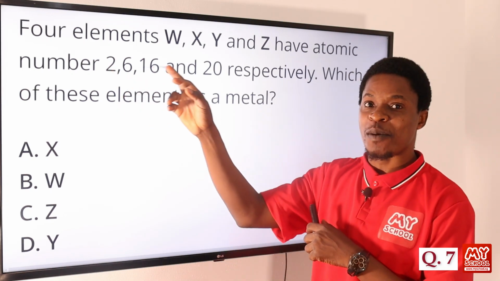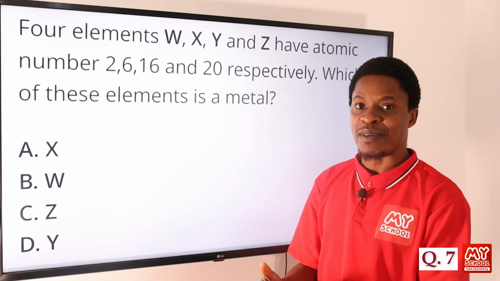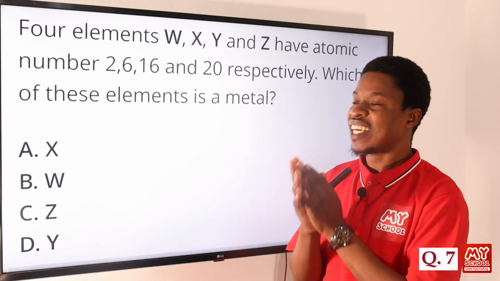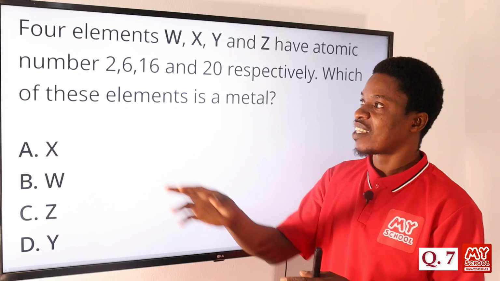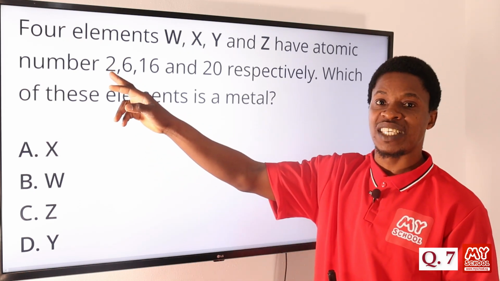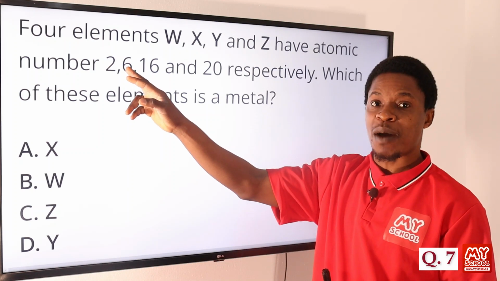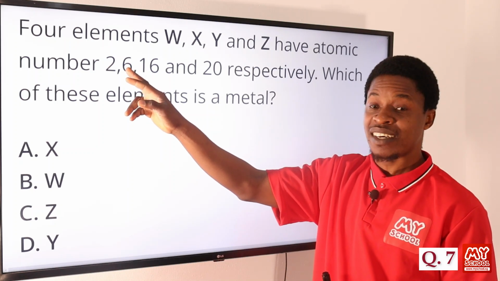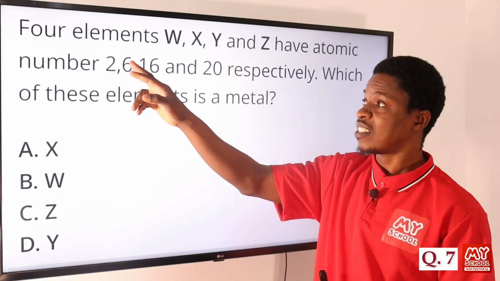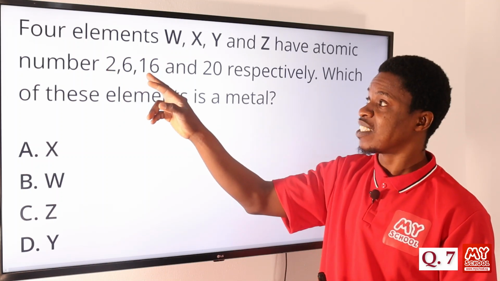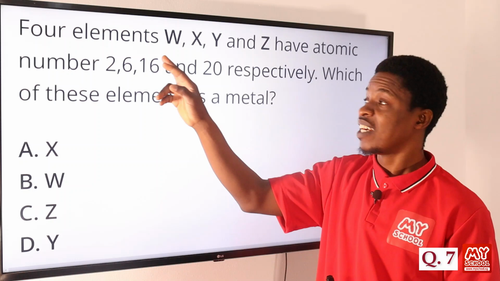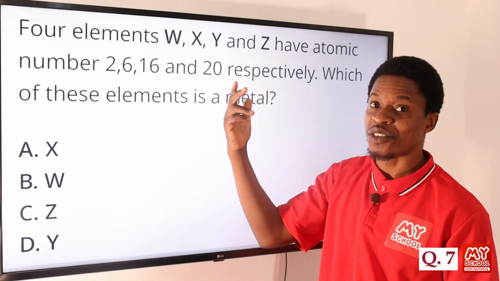If you know the atomic number of your first 20 elements, you can tell which one is a metal and which one is not a metal. 2, this is element helium. Helium is in group 0, not a metal. 6 is carbon, it's not a metal. Of course, helium is a noble gas. Carbon is a group 4 element. Then 16 should be sulfur, okay? And then 20 should be calcium.